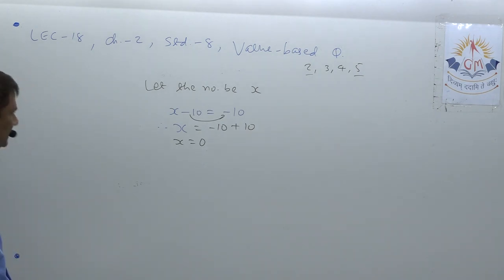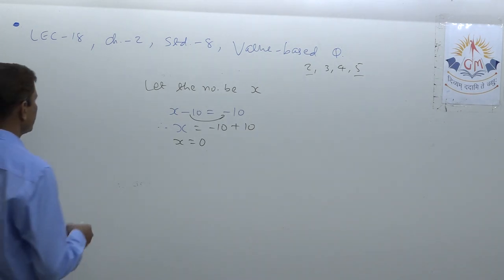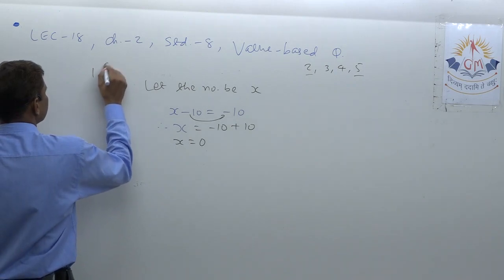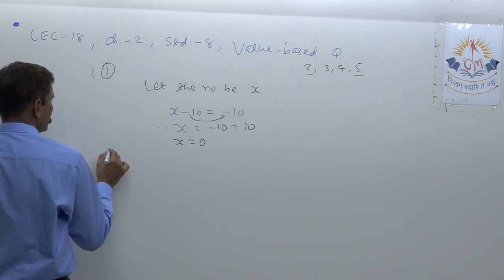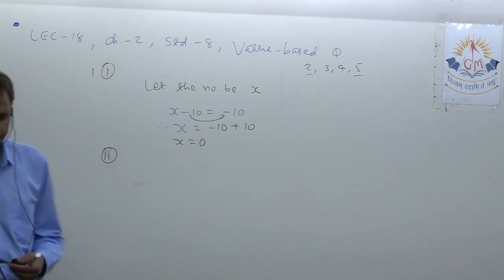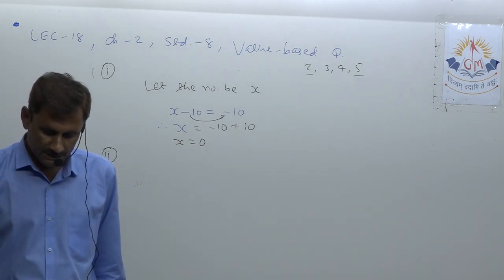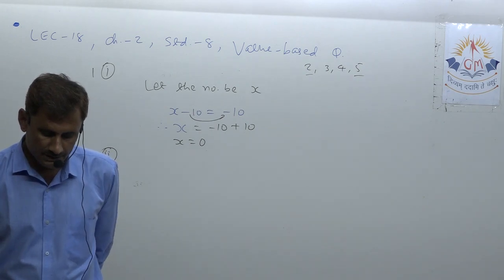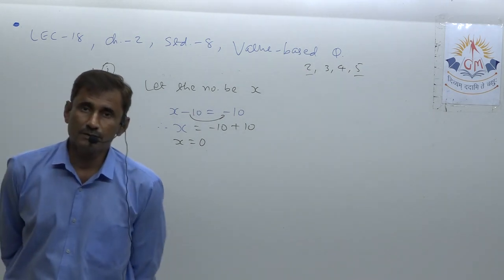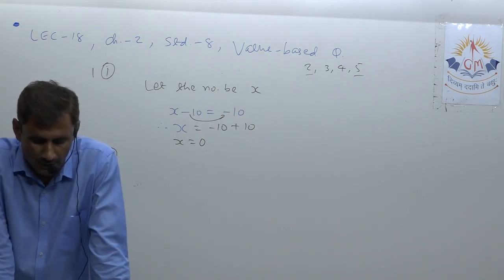Okay, now look at the second one. This was first. Now look at the second. What are they telling? The sum of two numbers is 30. If one number is 4 times the other, then the smaller number is. So here also, either you suppose the smaller number or the larger number.